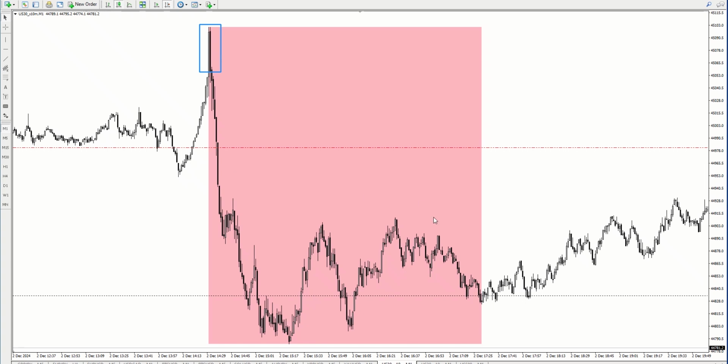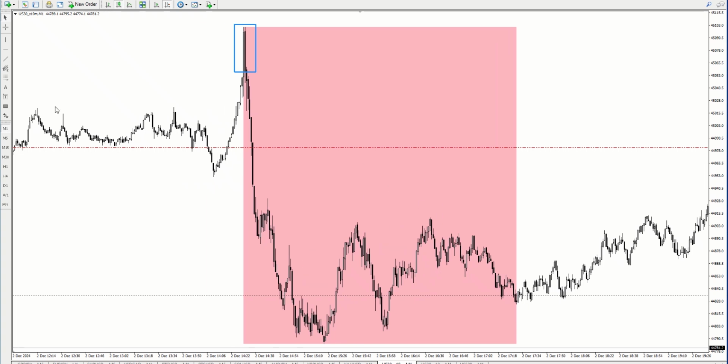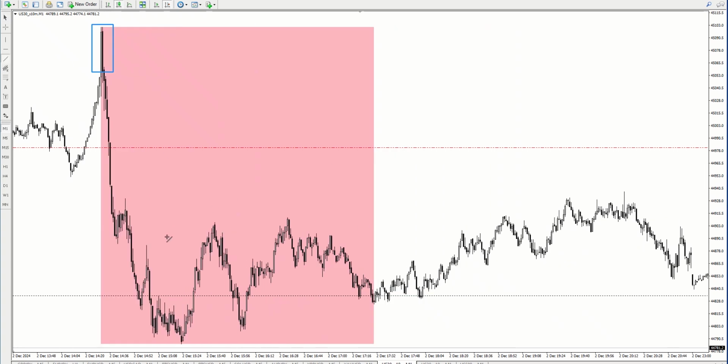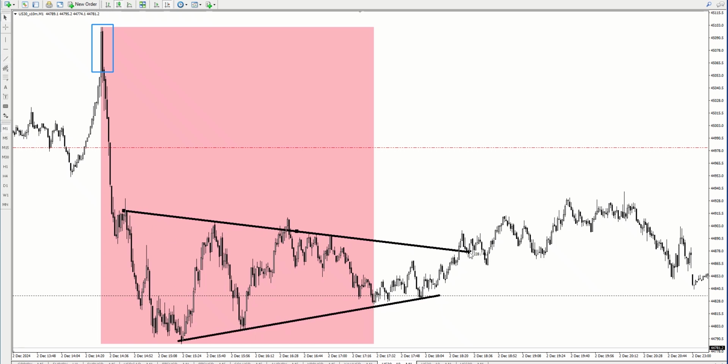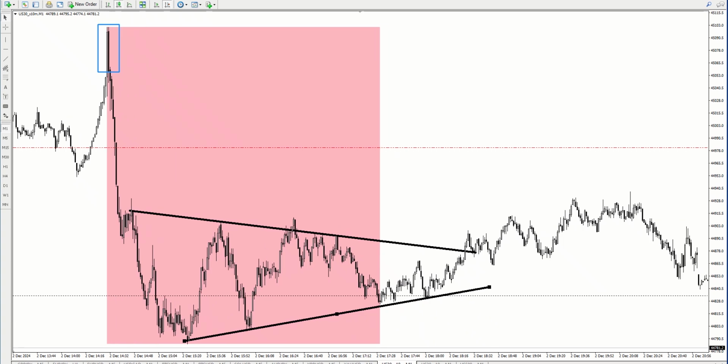We need to identify a chart pattern. Let me show you what I was actually seeing yesterday. This is what I actually saw yesterday. So you can see, guys, this thing struggled.